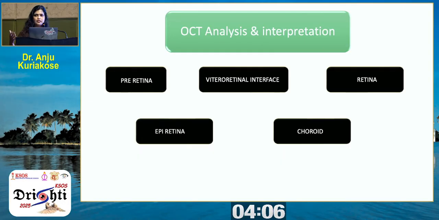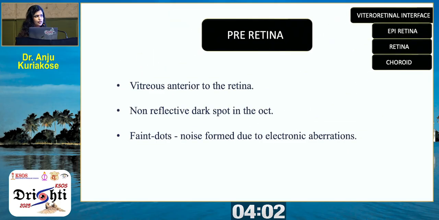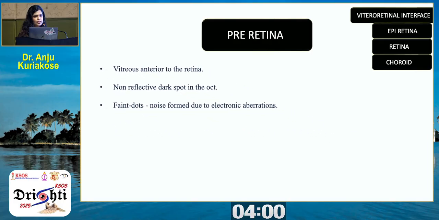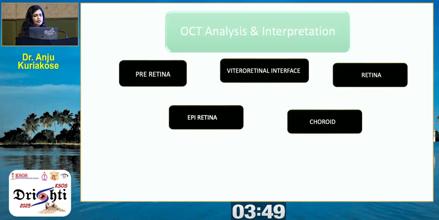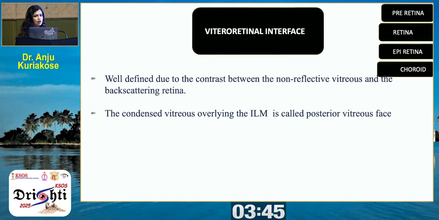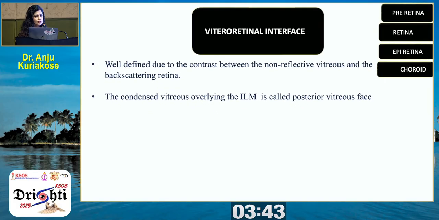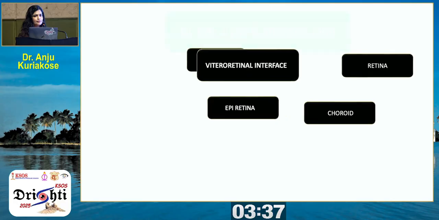My team will be discussing the abnormalities in that. First is the pre-retina, the vitreous anterior to the retina, seen as a non-reflective dark spot in the OCT. Faint dots can be seen, which are noise formed due to electronic aberrations. Next is the vitreoretinal interface, well defined due to the contrast between the non-reflective vitreous and the backscattering of the retina. The condensed vitreous overlying is called the posterior vitreous phase.